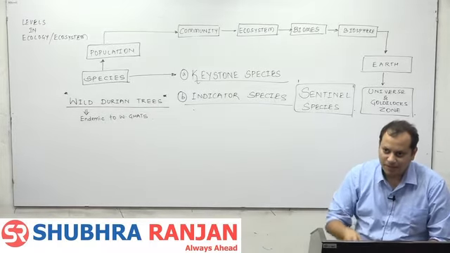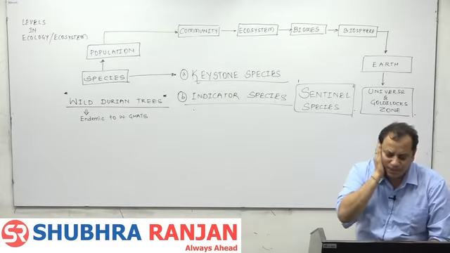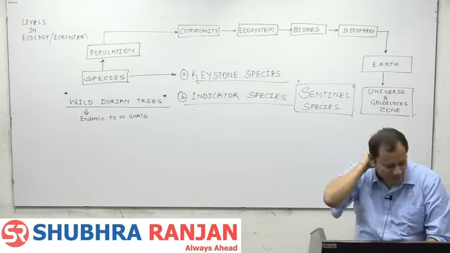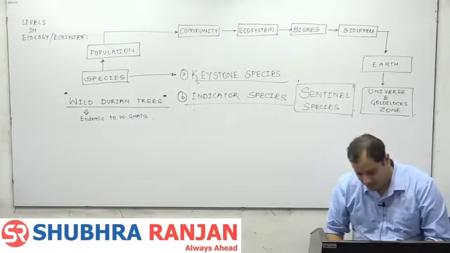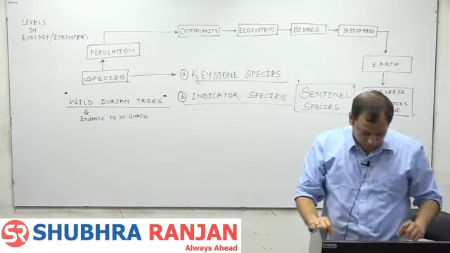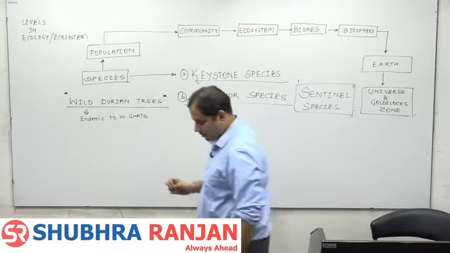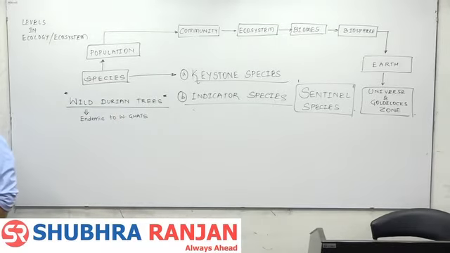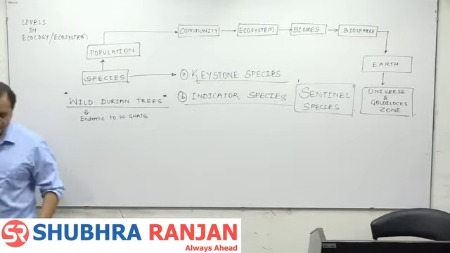Second example. These examples may come in questions. Lichens, which is a symbiotic association between algae and fungus. This has been a past year question, so you know where to focus. Lichens are an indicator species of acid rain.